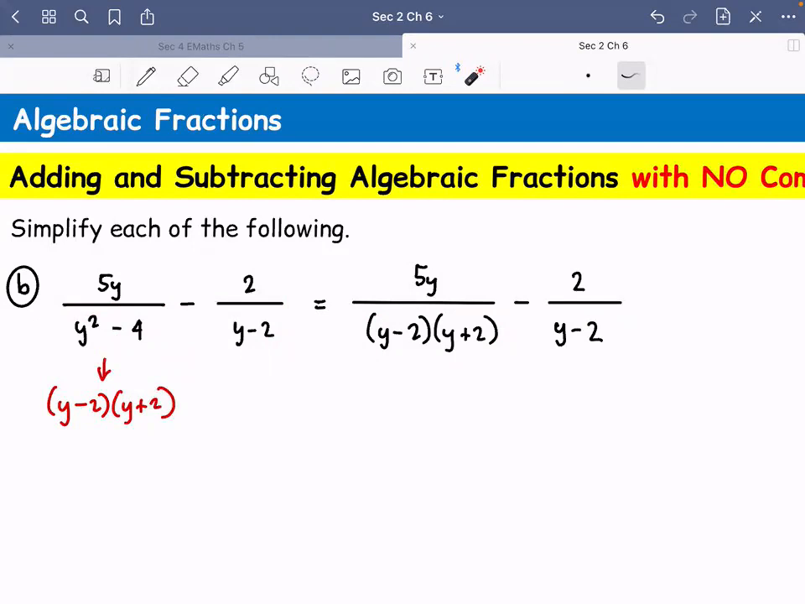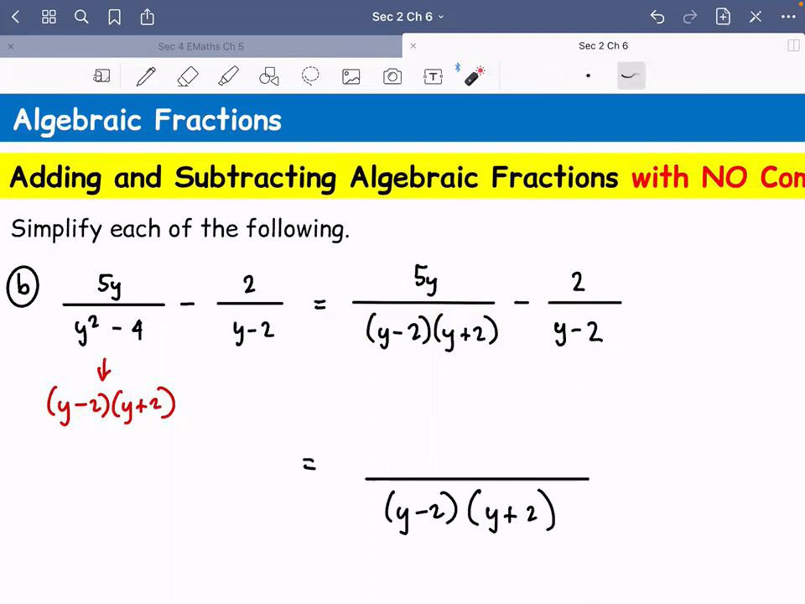So after here, what is the LCD now between these two denominators? Okay, so basically, what's common here first? You look for common. So this and this. So therefore, you will include that, of course. So we have y minus 2. So you just need to write it once. Okay, and then also we will include y plus 2. Okay. Do you have any question, class?